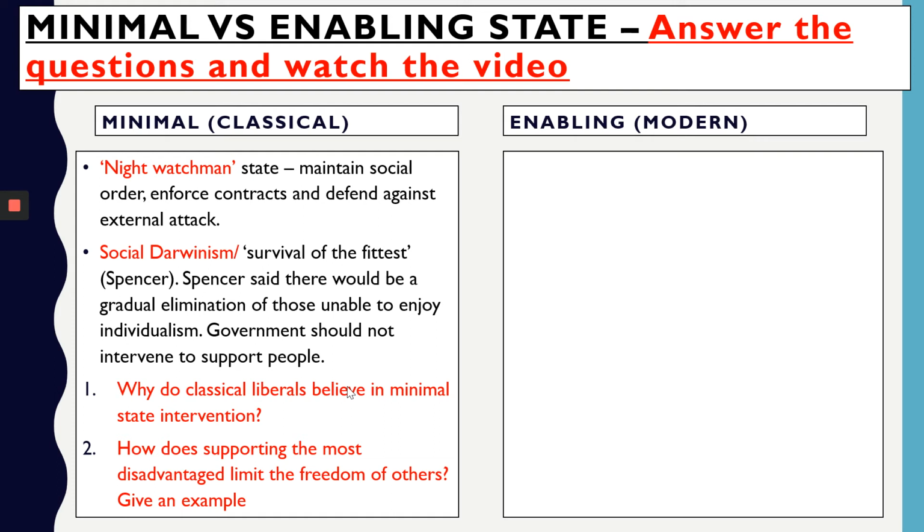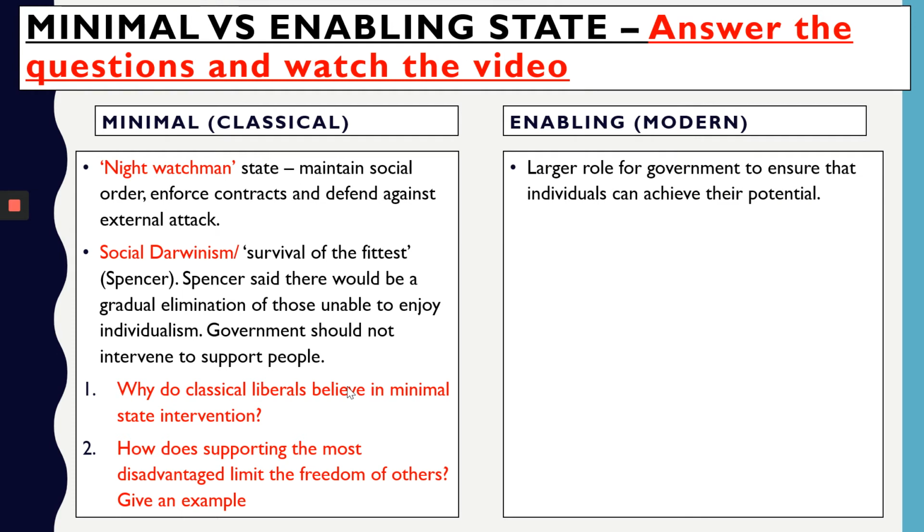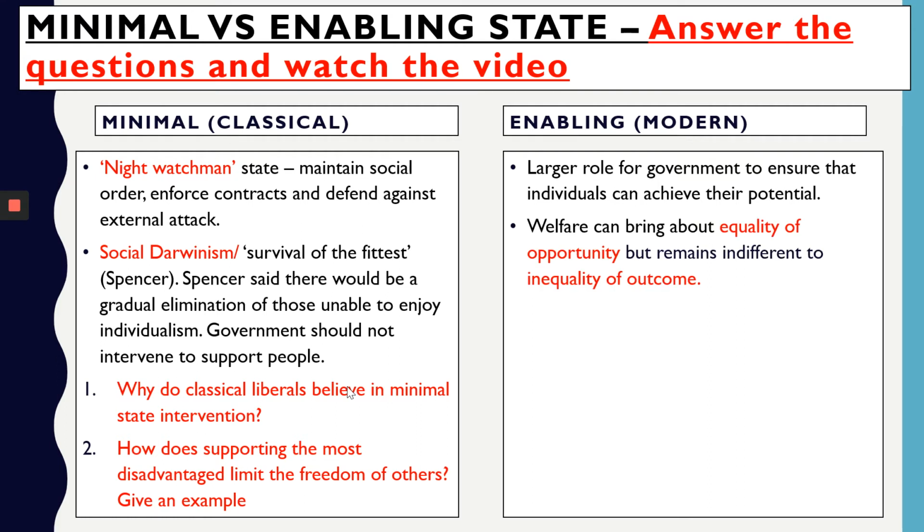So then we've got the enabling state. Modern liberals think that our state should be an enabling state. What that means is that it's enabling us to be free. So they're intervening in our lives to help us. Obviously, therefore, they see a larger role for government to ensure that individuals can achieve their potential.